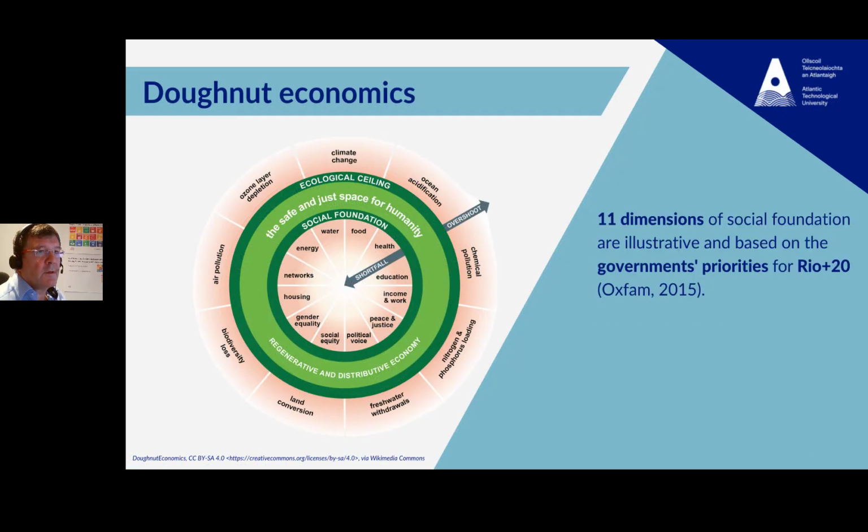There are 11 dimensions of social foundation in relation to the donut economic model, and you can see these are on the inner circle. So food, health, education, income and work, peace and justice, political voice, social equity, gender equality, housing, networks, energy and water. And not enough of any of those will cause social issues, of course.